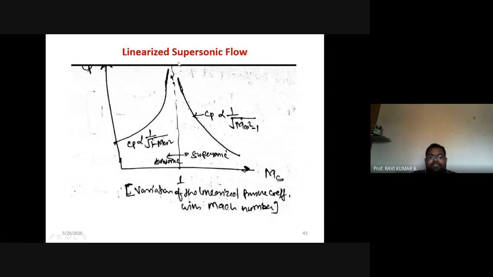If we draw the variation of Cp with the Mach number, it will be something like this. This is for supersonic, and for subsonic it will vary like this. So the variation is almost symmetric, but the Mach number values are different. For subsonic it lies below 1, for supersonic it is greater than 1. The variation is almost the same.